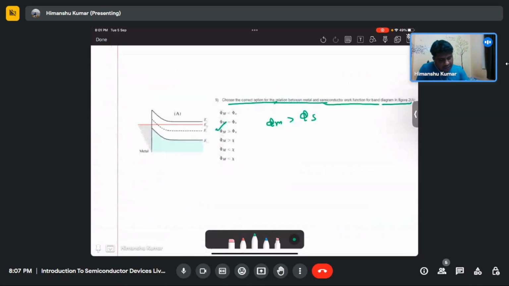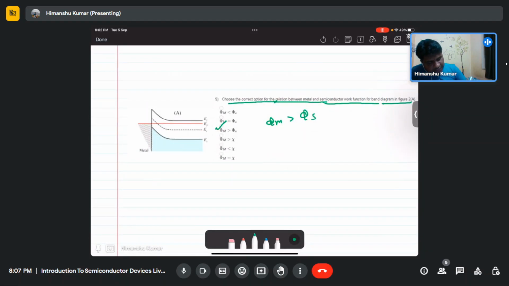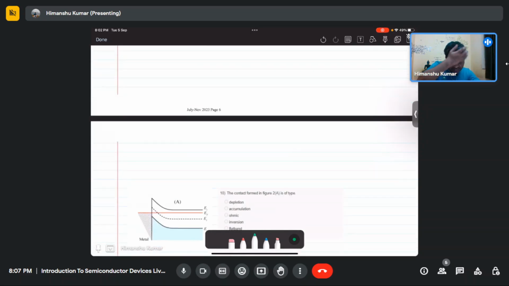Then only, when you don't make any contact, your Fermi level in the semiconductor will be higher. As these electrons have higher energy in the semiconductor, they will move to the metal side, and the semiconductor side Fermi level will get down. So this kind of thing is possible with phi m greater than phi s.